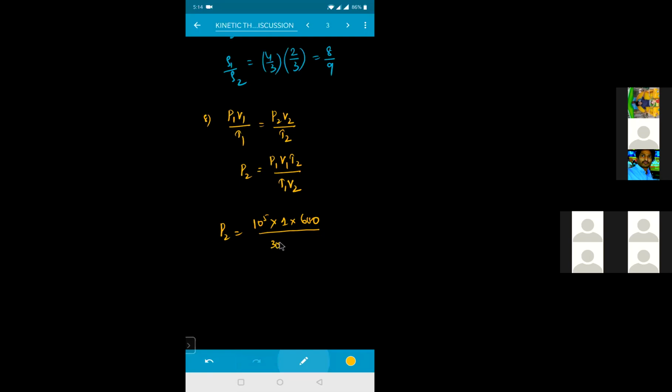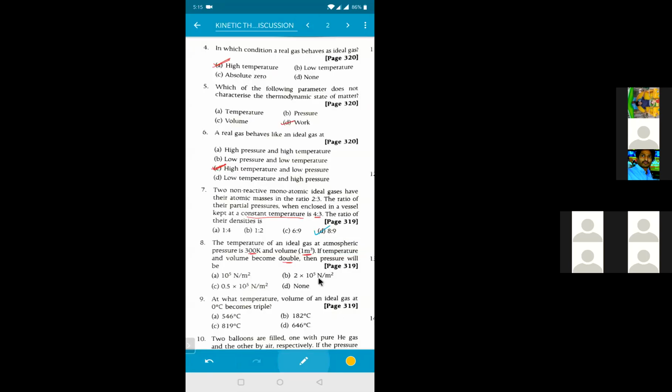What is V2? Volume is also doubled. The initial volume V1 is 1, so obviously V2 will become 2. T1 was 300, now it is doubled, so T2 is equal to 600. So this and this are gone. How much am I getting? 10 to the power of 5. Unit is Newton per meter square. So the first option will be the answer for this one.